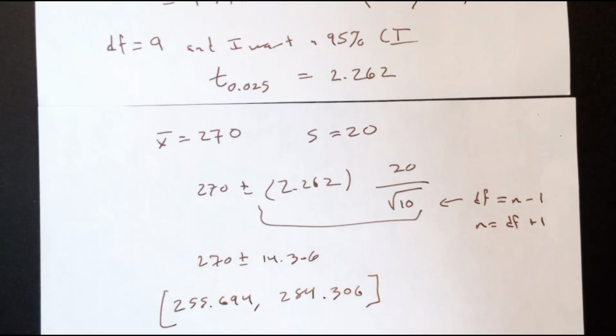So I did my sample, and I got an answer for an average of 270. I am 95% certain that the real population average is between 255.694 and 284.306. 95% certain that's the section of the x-axis I want to be precise. Questions?